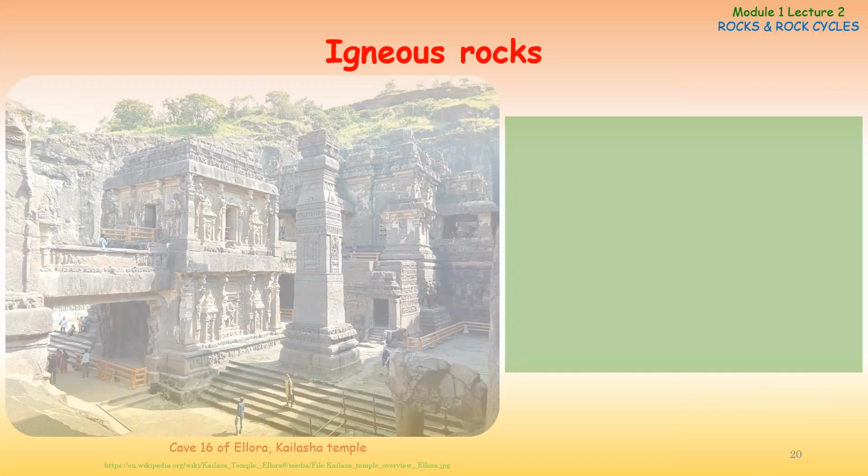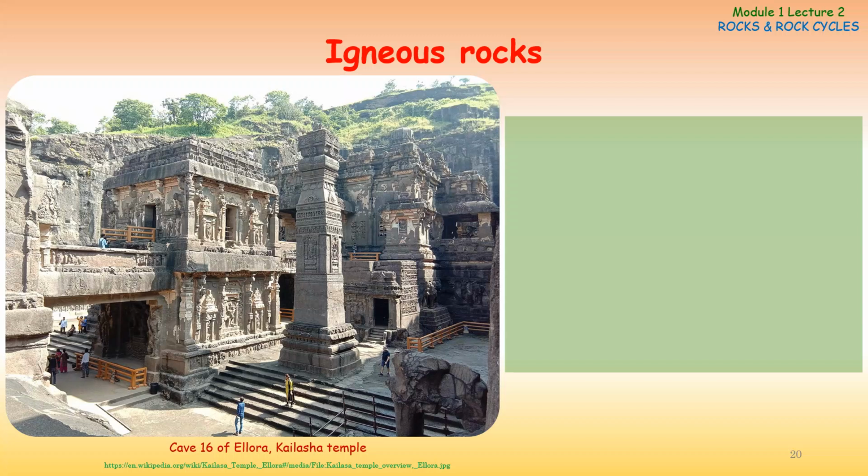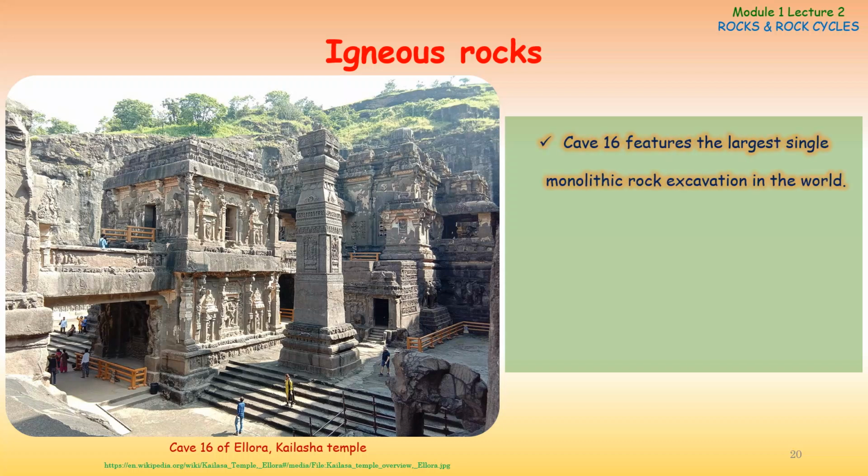Cave 16 of the Ellora caves, also known as Kailasa temple, is a notable cave temple in India. The temple was dug side by side in the wall of a high basalt cliff. Basalt is a volcanic rock that forms when lava from volcanoes cools quickly at the earth's surface. That is, it is an example of igneous rock.